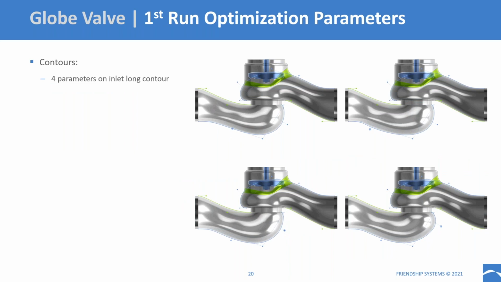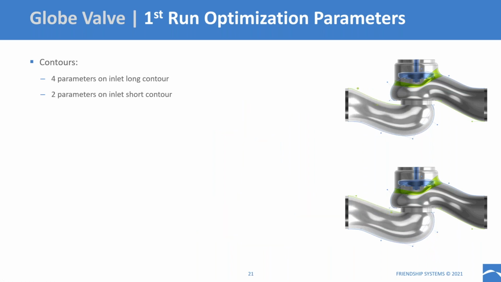So if we go back to our globe valve case, here are the parameters that we selected for our first optimization study. We have 4 parameters that control the long contour of the inlet part of the valve. Yeah, so you can see here the blue contour. We have different parameters here that move the distance here of this point, the position, in streamwise direction, and the same for this other control point.